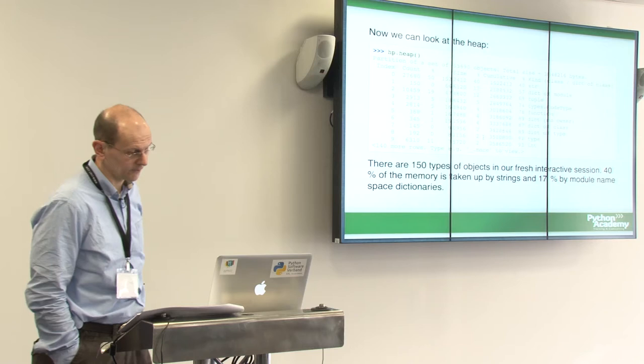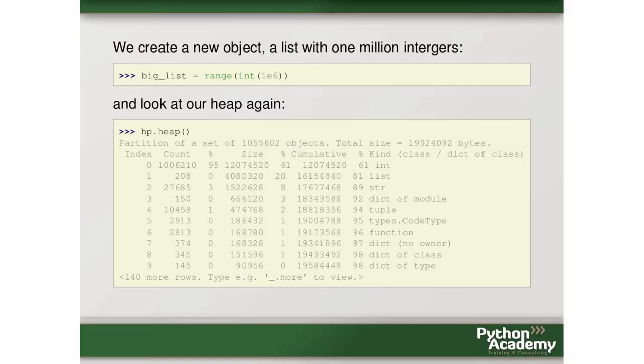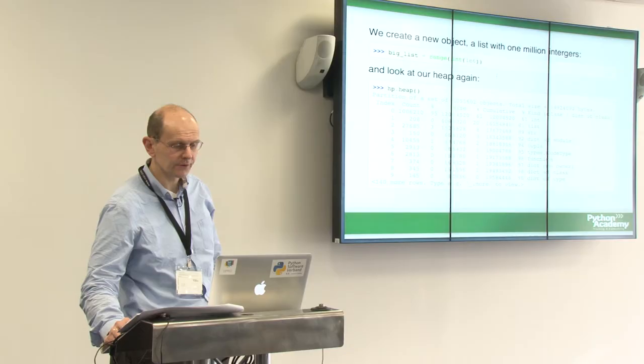Yeah? And then I make a big list. I'm in an interactive session and I make a big list. And if I do this, I get a new picture here. I look at the heap again. And then you see now it's very obvious, it's full of ints. I made a list of a million ints, and of course now you have 61% used by ints and 20% used by the list itself.